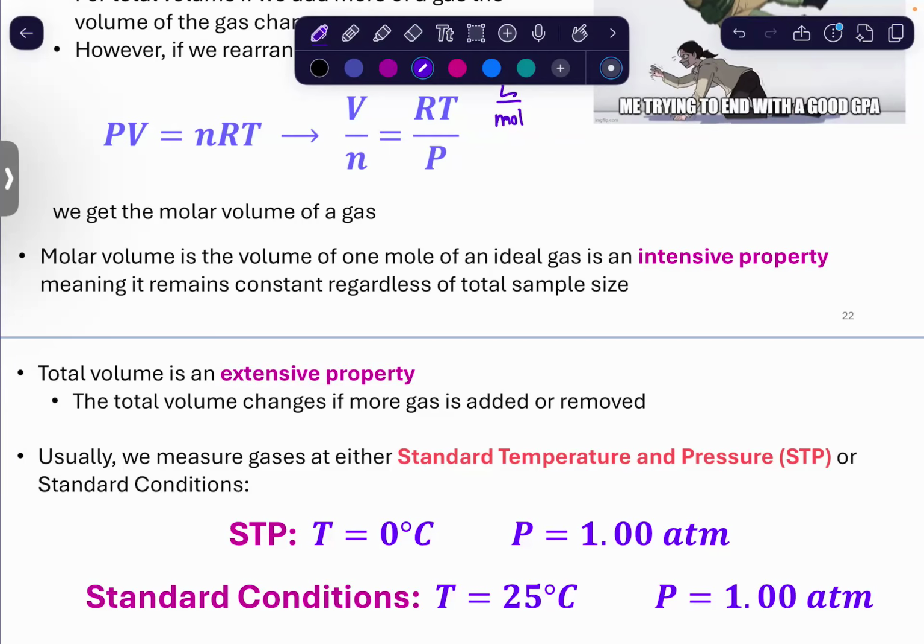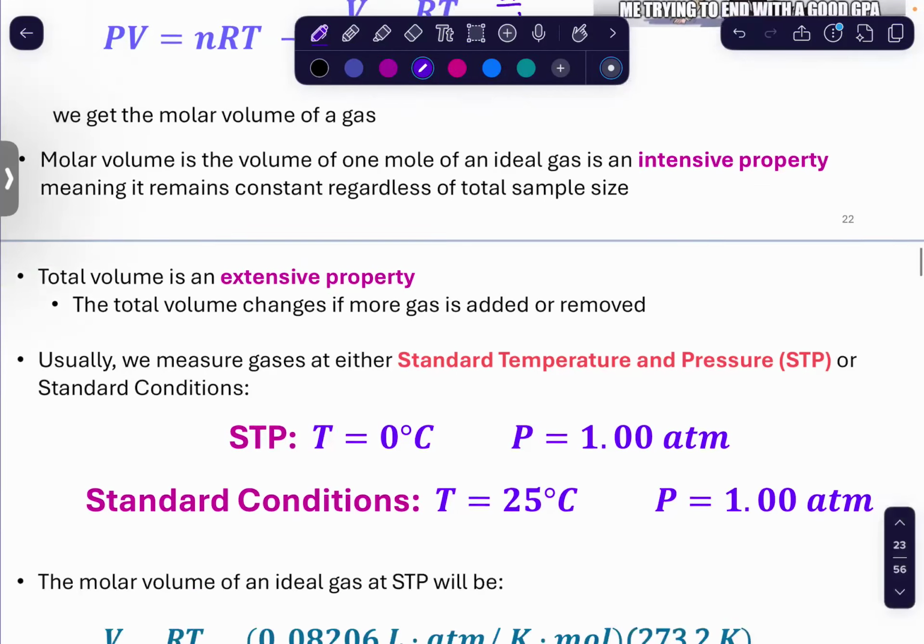You can compare that to an extensive property, so total volume. For example, total volume will change if you just add more gas molecules. But molar volume is an intensive property. It's going to be for, like, O2. For every mole of O2 you put in, you're going to get a certain volume. And that's what it means by intensive.